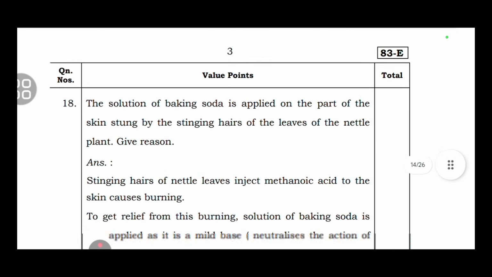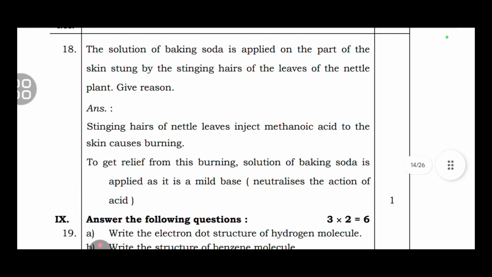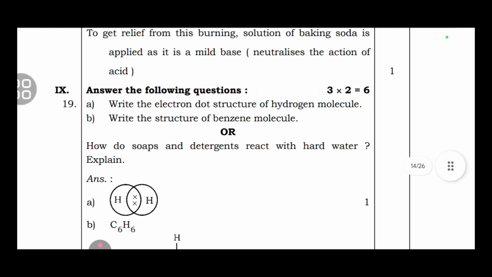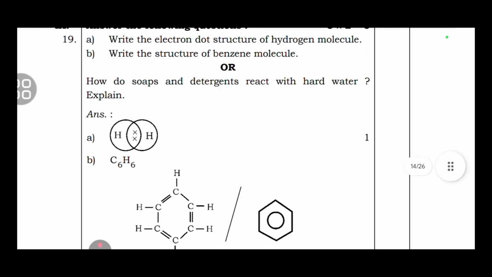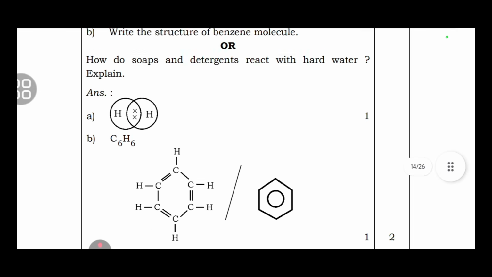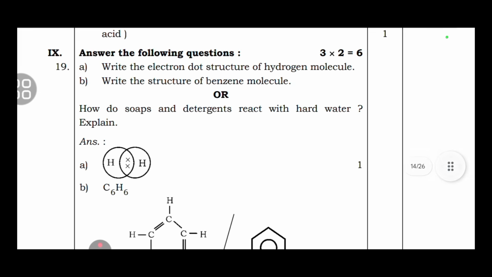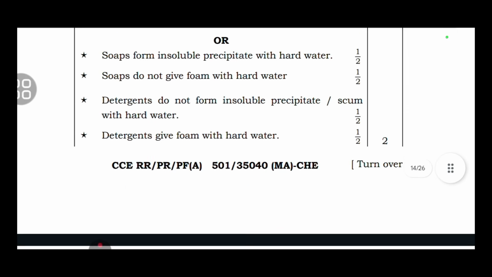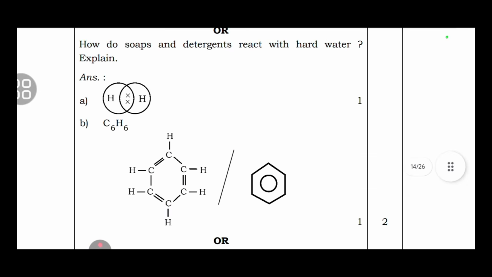18th question: the solution of baking soda is applied on the part of the skin stung by hair of a leaf of a plant. Give the answer. This is the answer given below, and write the elements. Here is a 2 marks question, I think. Yes, a 2 marks question. They ask from carbon and its compounds. Write the electron configuration of a hydrogen molecule, and write the structure of a benzene molecule. In the OR option, they have given: how do soaps and detergents react with hard water? Explain. These are the answers for soaps, and above are the answers for the electron configuration.